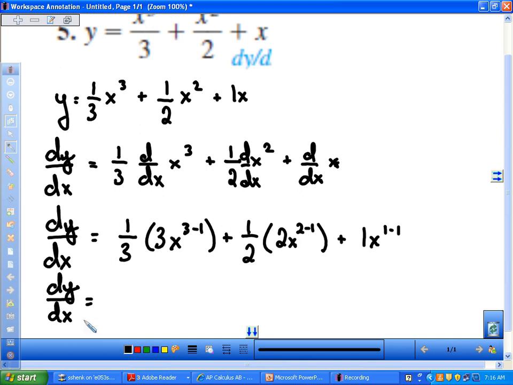or y prime, whatever you choose. They said dy dx here, so let's use that. What is 1/3 of 3? 1x to the second, plus what's 1/2 of 2? 1x to the first, plus anything to the 0 power is, times 1 is 1. So we get a derivative x squared plus x plus 1.